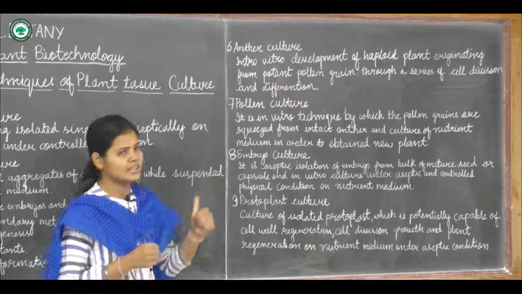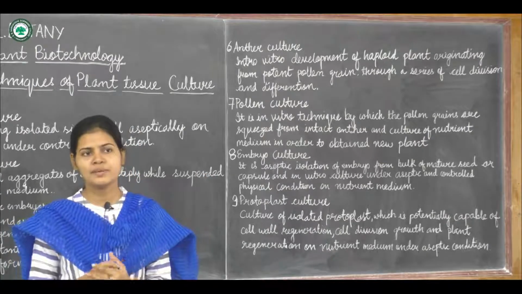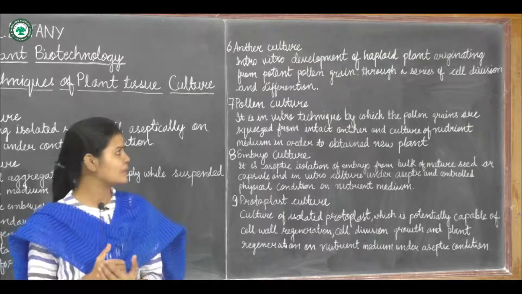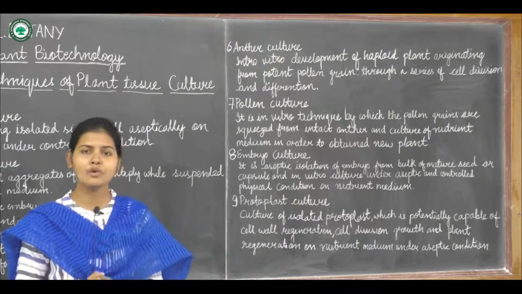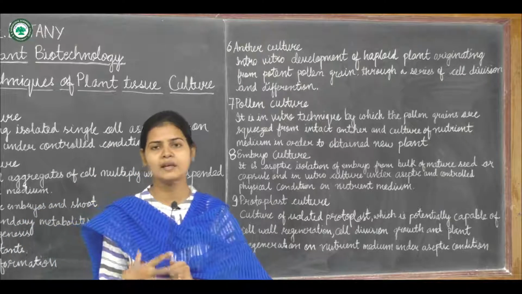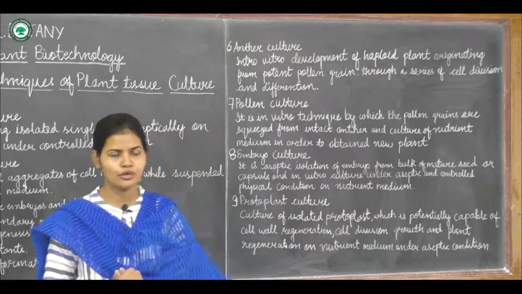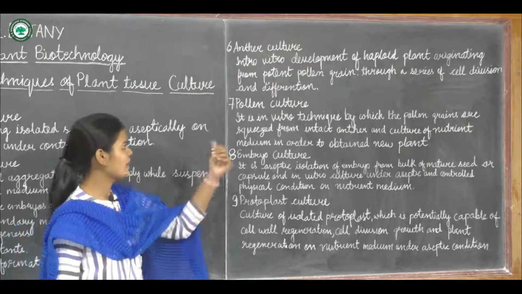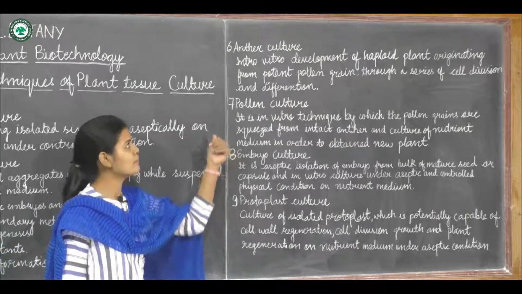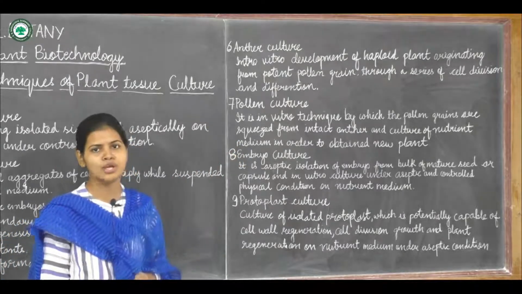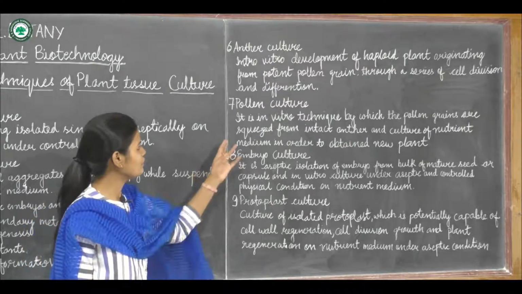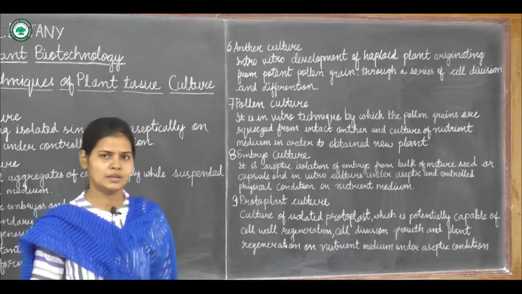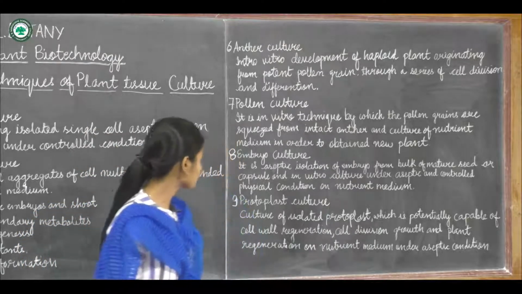But in the case of anther culture, there may be a chance that we can't get a pure haploid plant, but by pollen culture we get a pure haploid plant. So the probability of getting a haploid plant by pollen culture is very high as compared to anther culture. So we should use this pollen culture technique if we want to produce a haploid plant.